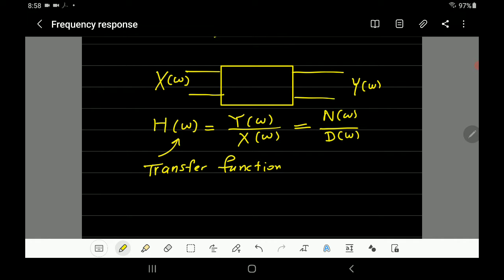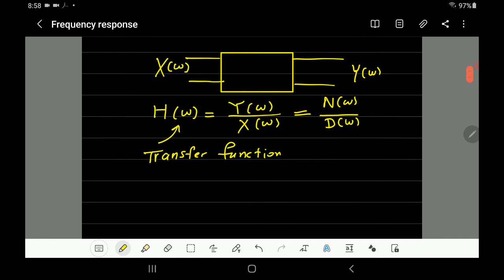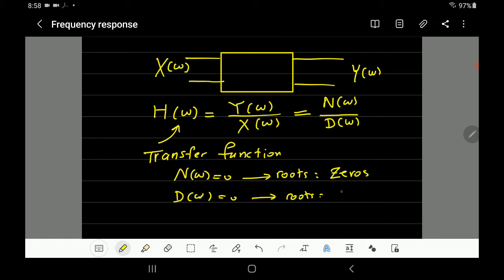And you can express the transfer function in general as a rational function: the numerator is a polynomial function of omega, and the denominator is a function of omega. If you wish to find the roots of each polynomial, you set the numerator equal to 0 and find the roots of this equation or polynomial. The roots will be called zeros. And if you want to find the roots of the denominator, you set it equal to 0 and find the roots, and the roots will be called poles.